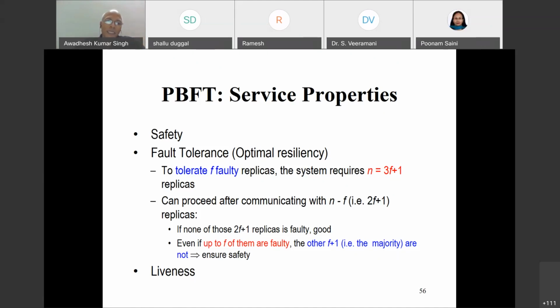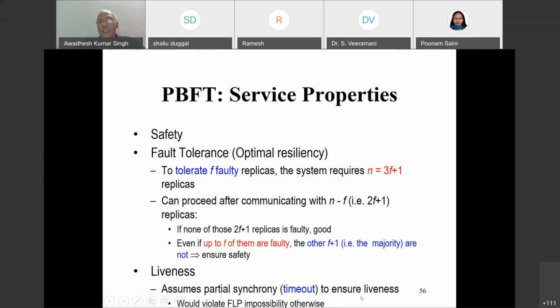So for liveness, it assumes partial synchrony. PBFT assumes a timeout mechanism to ensure the liveness. So here also, since we assume a timeout, that's why. Otherwise, you would have argued that FLP impossibility holds.